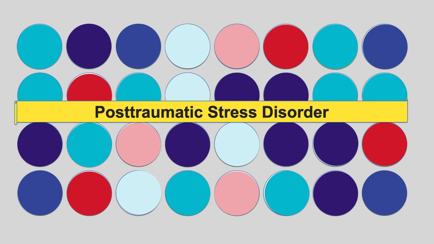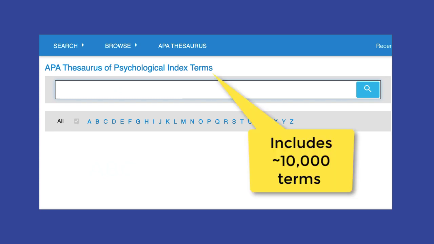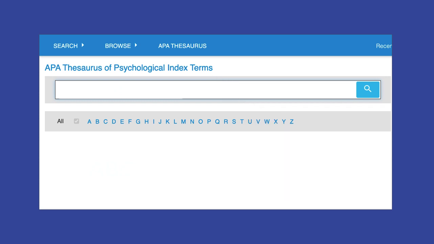Before we dive into APA PsycInfo, there's one thing to note. Sometimes you'll run into a situation where there isn't an index term for the concept you're looking for. The APA Thesaurus is for psychology and behavioral sciences and includes about 10,000 terms designed for researching in psychology. Terms that describe technology, pop culture, history, or other fields of study may not be included in the APA Thesaurus, even if they've been around for years.